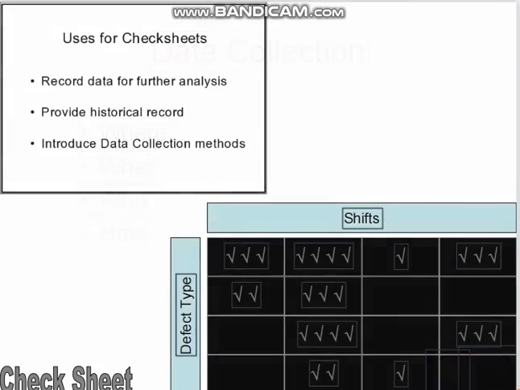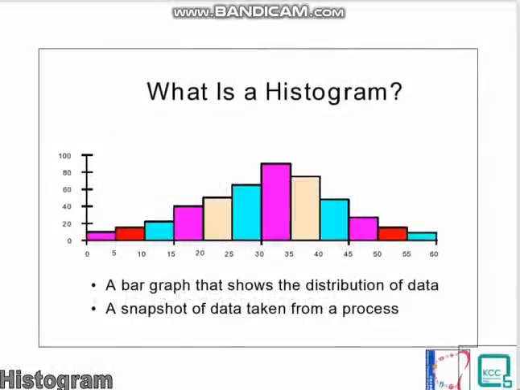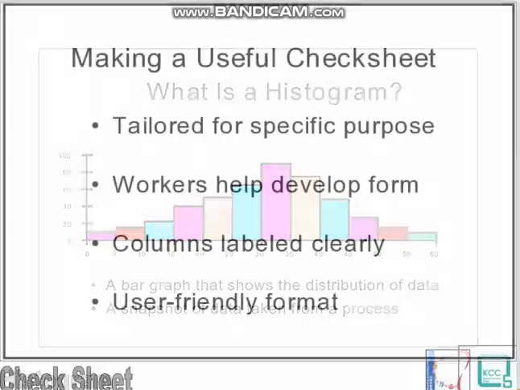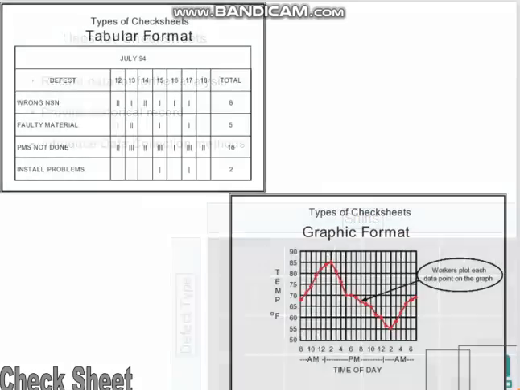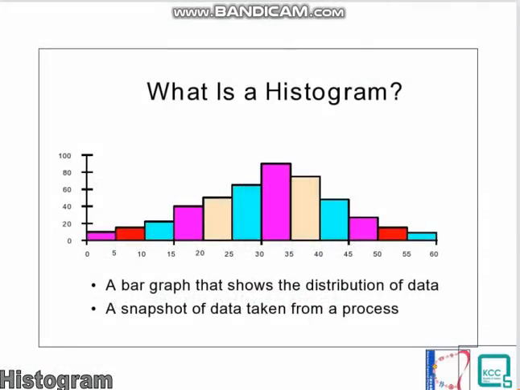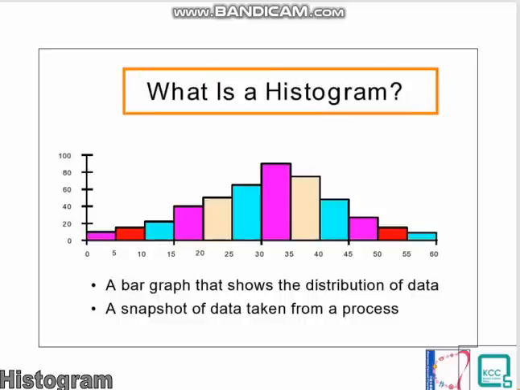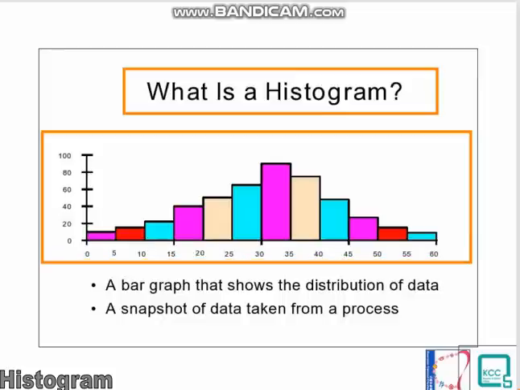Next is histogram. What is a histogram? You can see this picture. It's called a histogram. A bar graph that shows the distribution of data, a snapshot of data taken from a process.